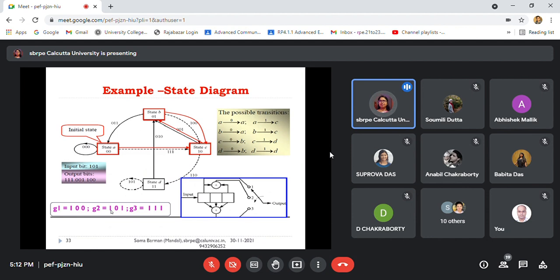So this is another example. Why am I showing this example? Because in this case, your state definition is changed, and your state diagram obviously changes because we are defining the state in a different way. Also in this case, your generator is different, and the code rate is also changed.